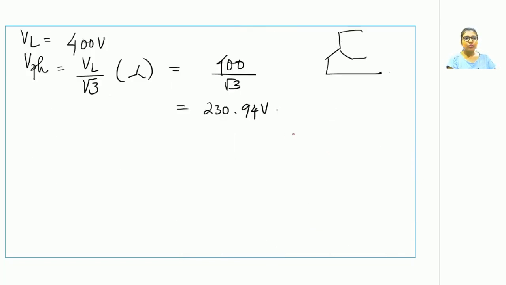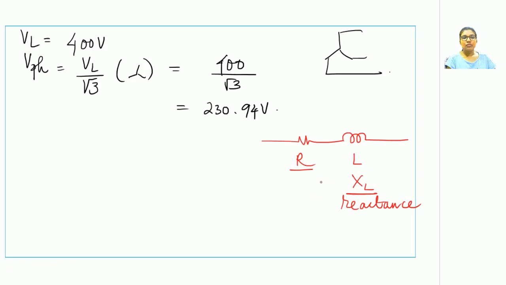So, how would this load look like? The load per phase looks like this. This is R and this is L. Right now, the question is asking us to figure out the value of R and the value of XL, because it says find out the reactance. It is not asking us to find out the inductance. So we must find out the value of R and the value of XL.